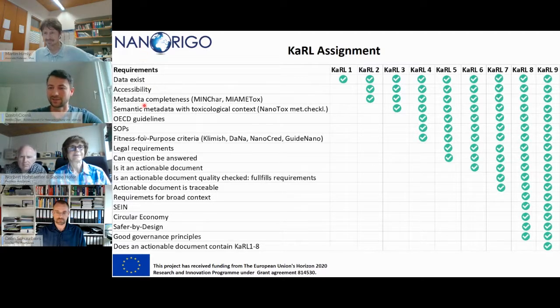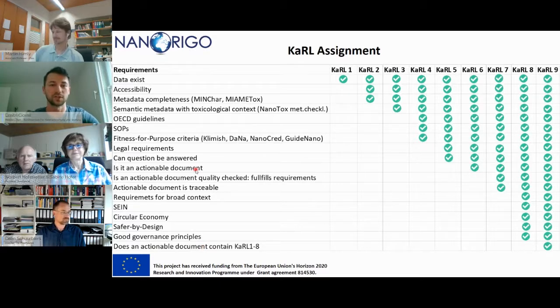Eight. It is very close, since 8 is all of those I said before, but as a list of requirements. And 9 would be the right answer because 9 is already the document containing all of those. So they are basically very close. And as I said, we are still working on the assignment of KaRL 8 and 9, which is basically the same. So you're right. Thank you very much for the participation. Now, Martin, we can go to the next slide.